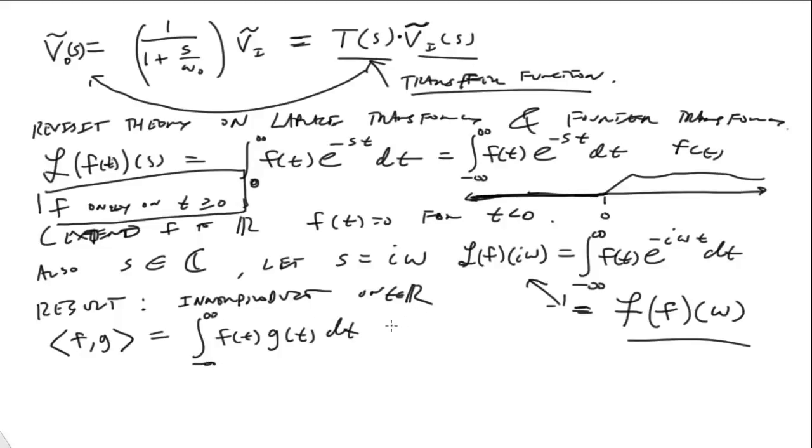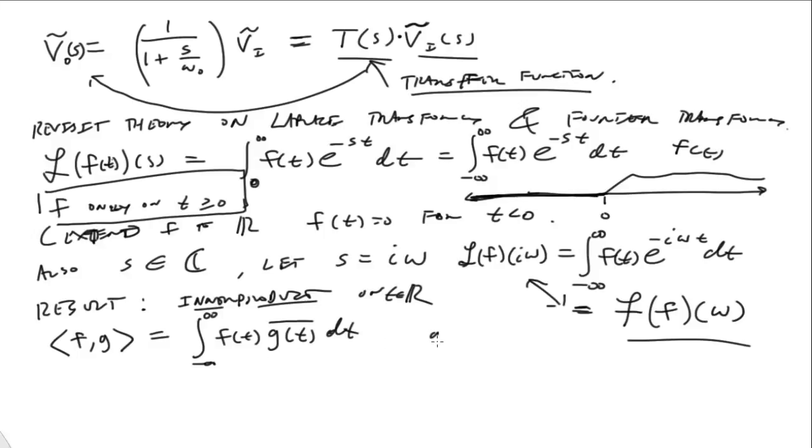Now, to extend to the complex plane, if we want to take functions that are complex valued, all we have to do is define our inner product to be this. We just have to take our complex valued function and put a complex conjugate on there. So that's just a little tweak on what we know about our inner products.